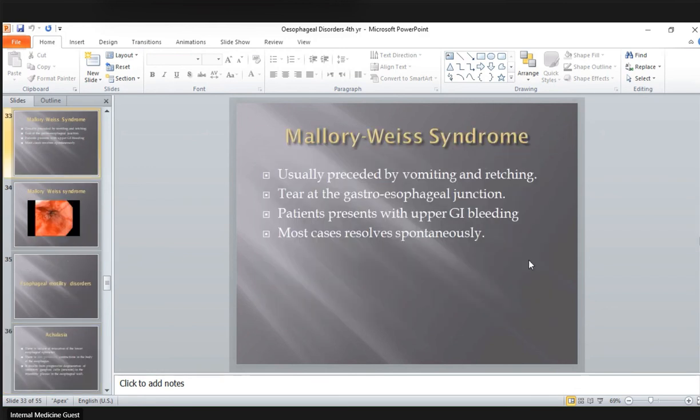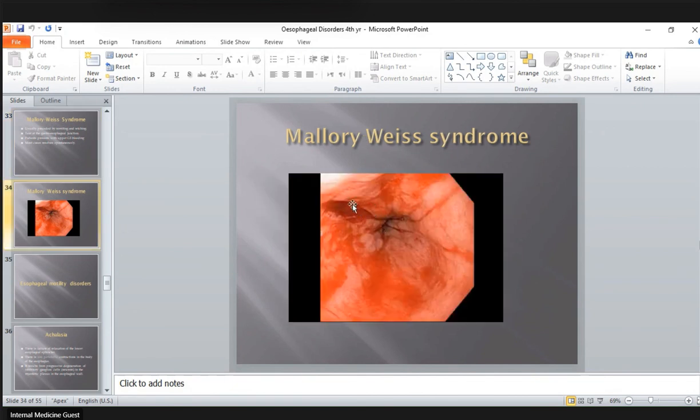Mallory-Weiss syndrome. This kind of syndrome is preceded by vomiting and retching. So injury of the gastroesophageal junction and a tear may occur, and patients present with upper GI bleeding. Most of the cases resolve spontaneously. You can see the tear at the esophageal side at the GE junction, and this is a cause of bleeding. Most of the time, the tear is more towards the gastric side, to be honest.